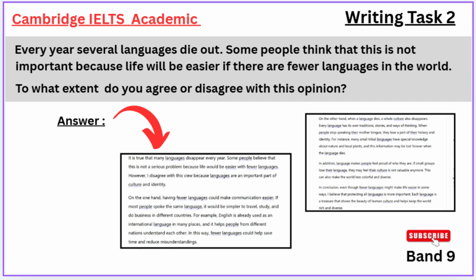A good IELTS Writing Task 2 essay should have: 1. Introduction. Paraphrase the question. Give your opinion. 2. Body paragraph 1. Discuss the first view. Explain why fewer languages may make life easier. Give an example. 3. Body paragraph 2. Explain why languages are important. Talk about culture, identity, and traditions. Give examples. 4. Conclusion. Restate your opinion. Summarize the main idea. This structure helps students write clearly and get a better band score.